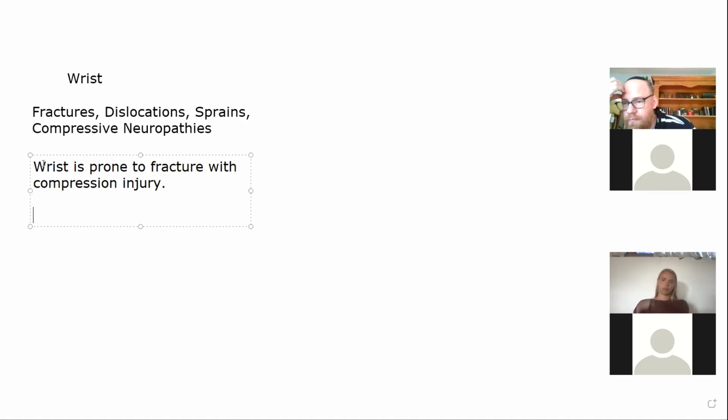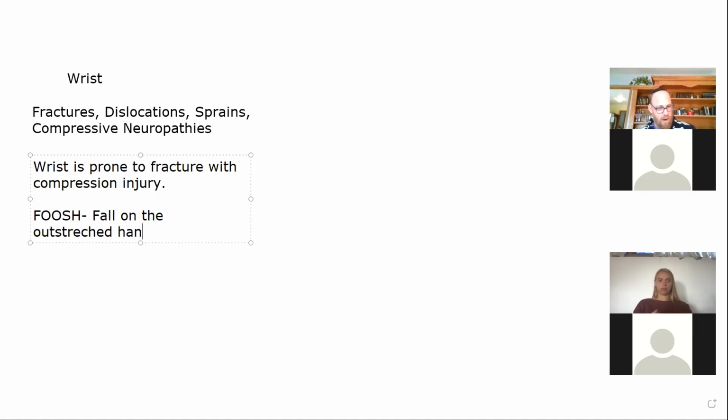Like a traumatic one, or like just falling? So generally speaking, yeah, it's traumatic, and a lot of those compressive injuries typically occur via falls. But there's a specific acronym that I'm looking for when we talk about those types of falls that result in compressive injury and fracture. Anybody remember what that's called? Starts with an F. A FOOSH. A FOOSH, correct. So a fall on the outstretched hand.